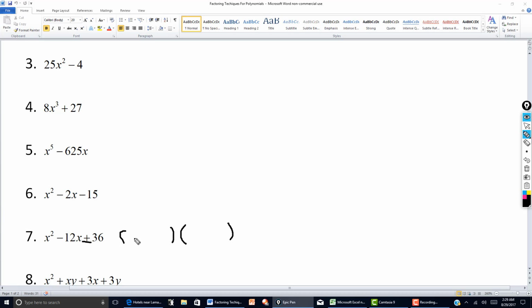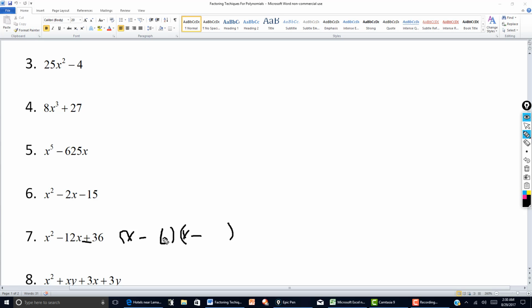Factors of x squared are x and x. Factors of 36, several combinations we could use, 9 and 4, 6 and 6 and so on. So you play around with them. Remember, you have to come up with a minus 12. So in this case, the minus 6 and a minus 6 work.